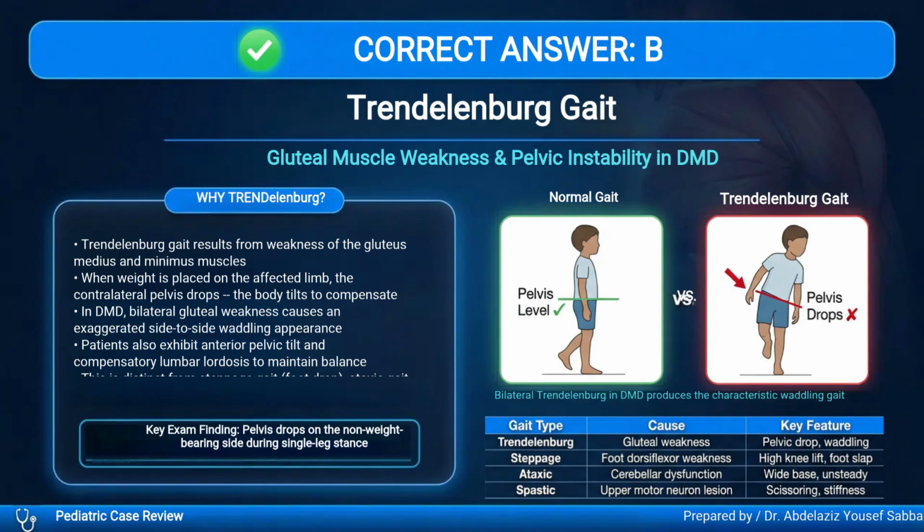This is distinct from steppage gait, which is caused by foot dorsiflexor weakness with high knee lift and foot slap. Ataxic gait is caused by cerebellar dysfunction and shows a wide base with unsteadiness. Spastic gait results from upper motor neuron lesions and shows scissoring with stiffness.